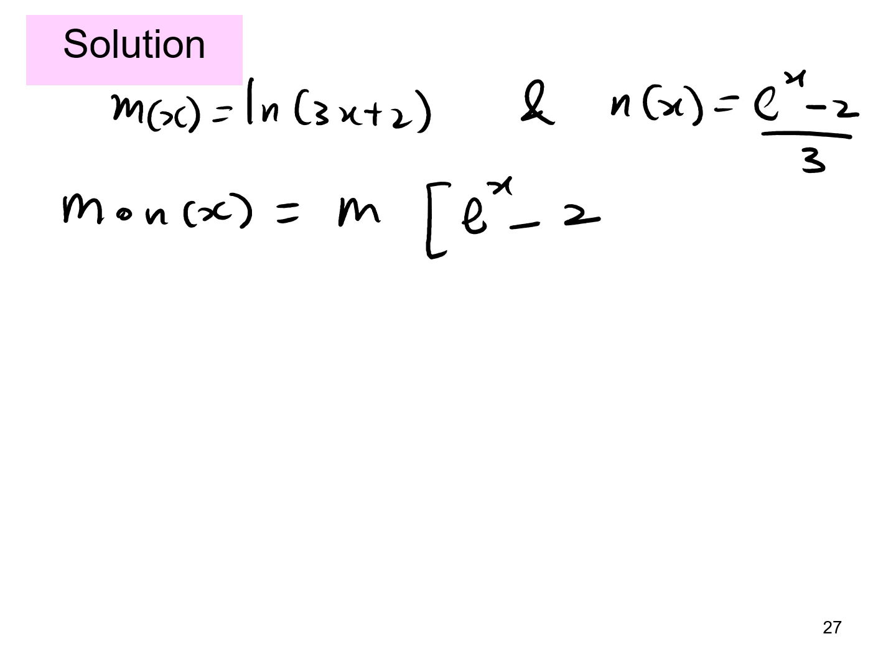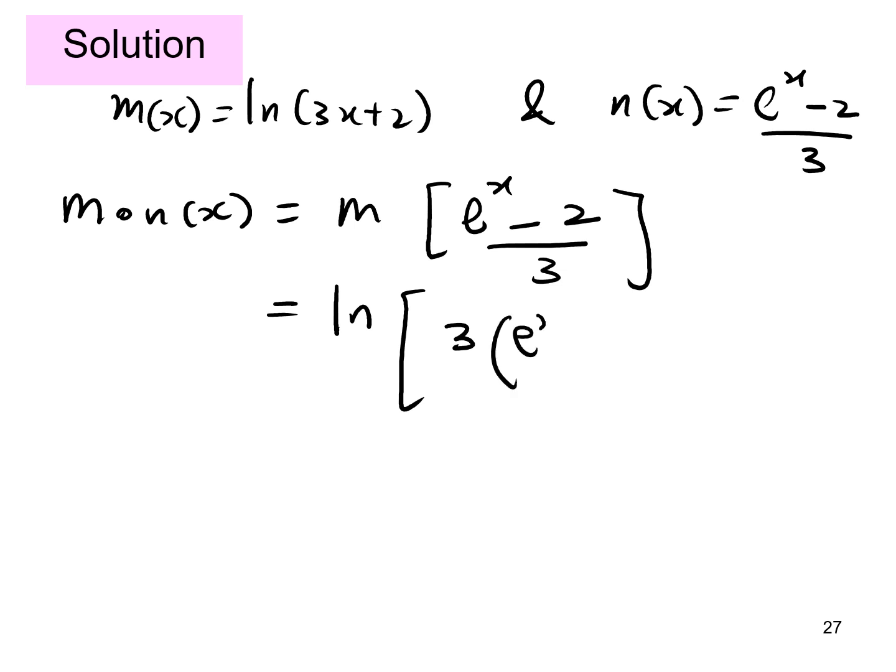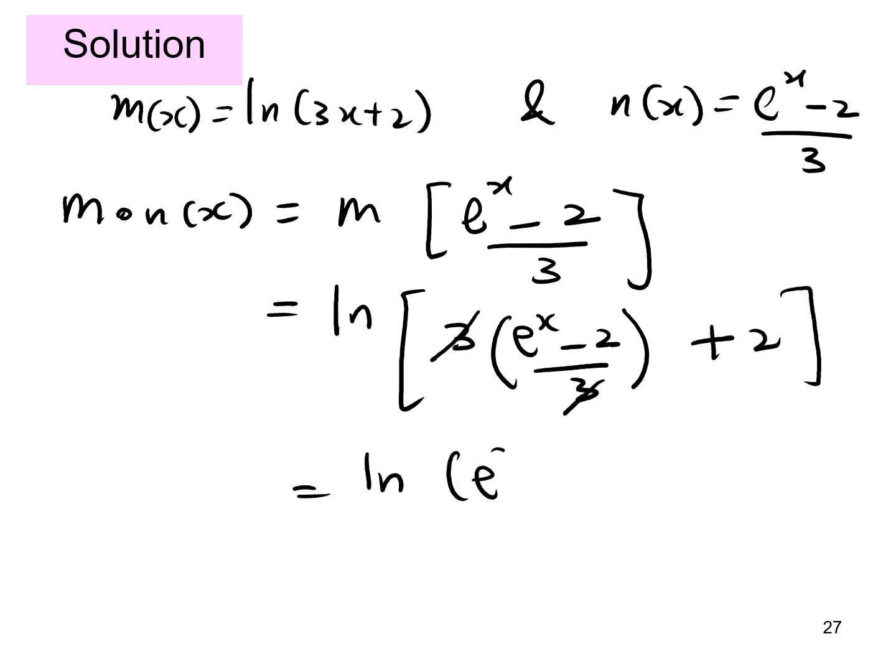e to the power of 3x minus 2 over 3, and we put it inside m. So what happened? We replace 3x with e to the power of x minus 2 over 3, and don't forget plus 2. So ln of e to the power of x minus 2 plus 2, the minus 2 and plus 2 cancel each other. ln e to the power of x, you get x.